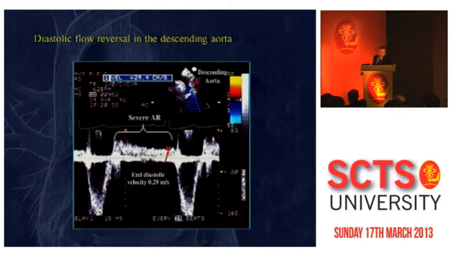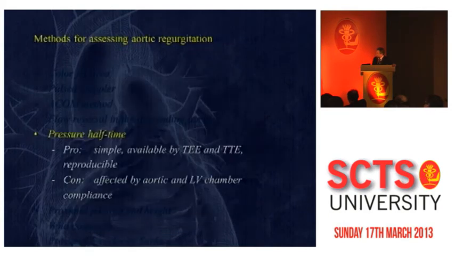And usually in mild to moderate AR, you do not have a holodiastolic flow reversal in the descending aorta. And you can also, if you've seen one, measure the velocity, and if it exceeds 20 centimeters per second, that's an indication of severe aortic regurgitation.